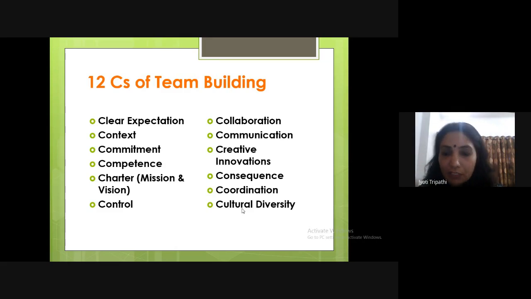Context, yes, contextualizing things and making this context clear to the team members. Commitment, as we discussed, is very important. It is a two-way ride. We discussed that it is not only the part of the leader and not only the part of the team members. Competence level, yes. Now, this is something really important and we need to stop here for one minute.